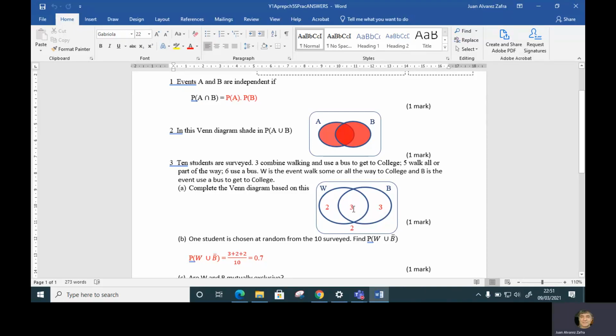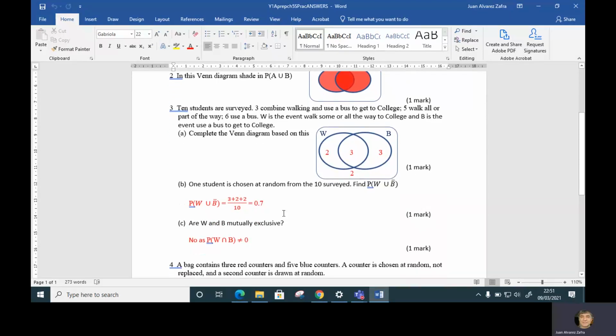If 5 walk and this is 3, then this must be 2. If 6 use a bus and 3 use a bus and walk, then 3 must use a bus and not walk. And because there are 10 students in total, the sum of all these 4 regions has to equal 10. So if the union of W or B is 8, then the region outside W or B is 2.